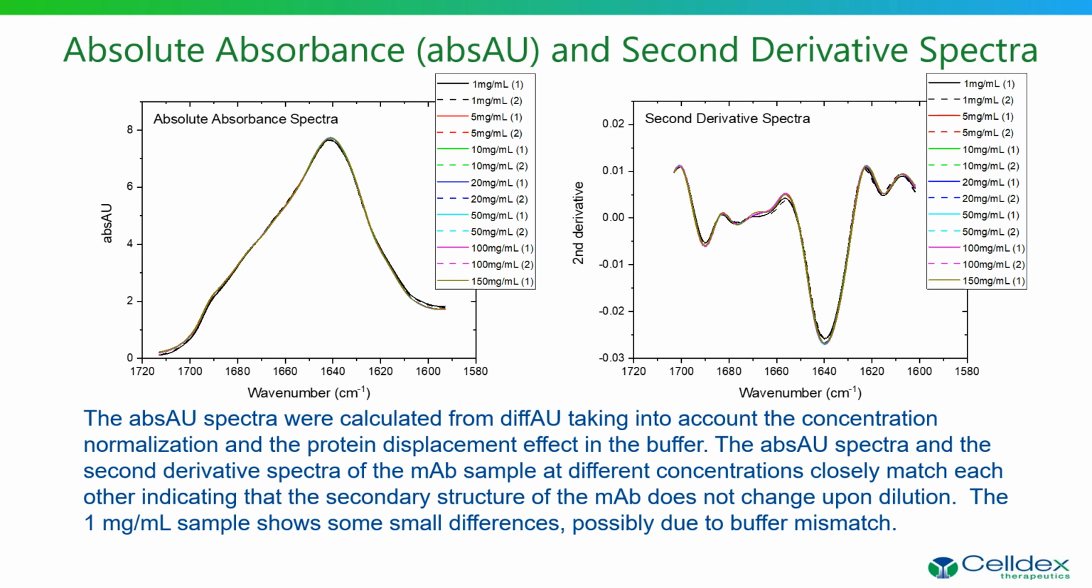Once the differential absorbance spectra I showed a couple of slides ago are normalized for the respective concentrations, they are essentially superimposable. In fact, so are the second derivative spectra, where minor differences could be amplified and where we see a very small difference at the lowest concentration of 1 mg per ml.